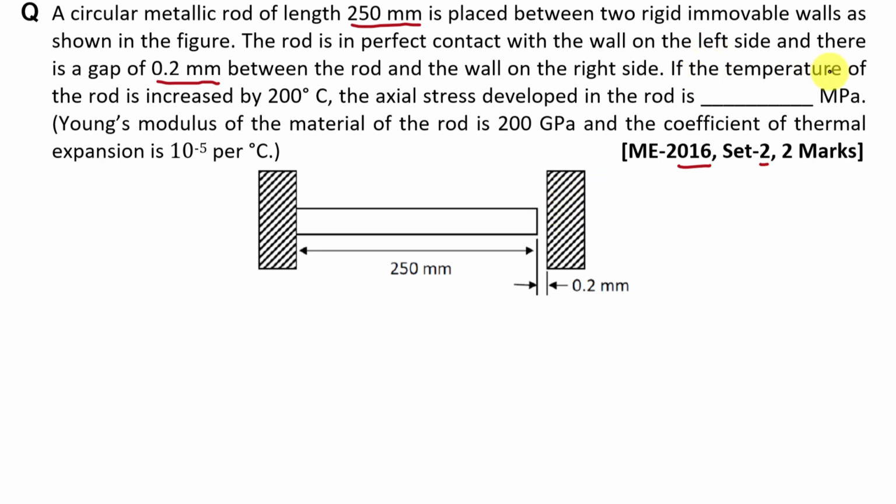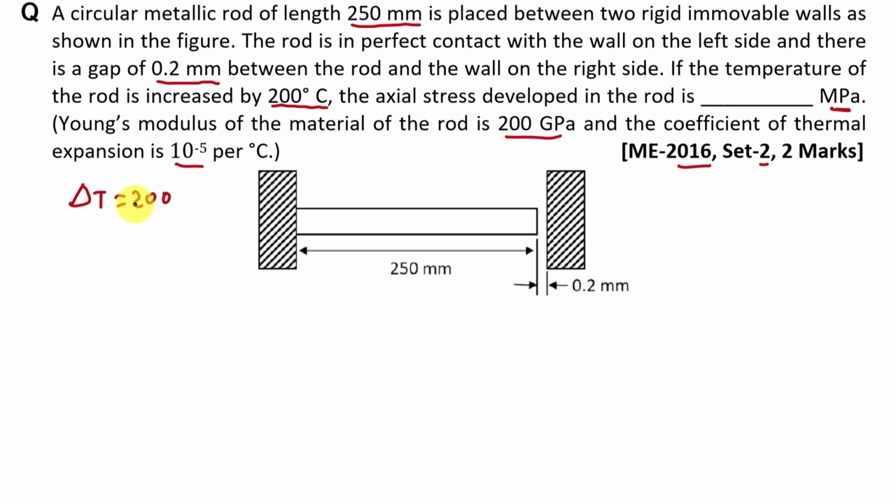Fine. If the temperature of the rod is increased by 200 degrees Celsius, the axial stress developed in the rod is blank, and we have to find this stress in megapascal. Here the value of Young's modulus is given, that is 200 gigapascal, and the coefficient of thermal expansion is given, that is 10⁻⁵. Now here it is given that the change in temperature is 200 degrees Celsius, means delta T is 200 degrees Celsius.